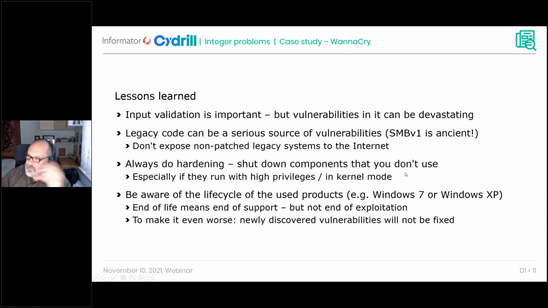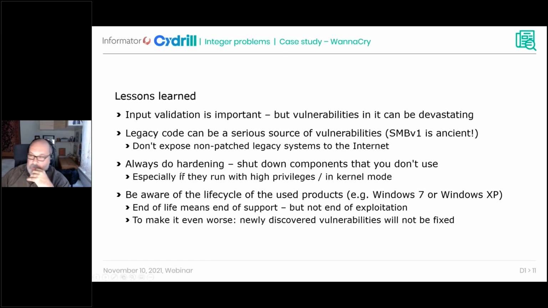Again, just rushing through because the time is already up. Input validation is important, but of course, if we make mistakes there, the consequences can be devastating. WannaCry is a good example because it was just an integer mishandling. It's like a domino: one single mistake leads to all the rest of the mistakes, so all the dominoes fall down and the whole system is hacked. Legacy code is always problematic. If you have old code written 10 or 20 years ago, developers back then maybe were not aware of many of the security problems that we are aware of today.